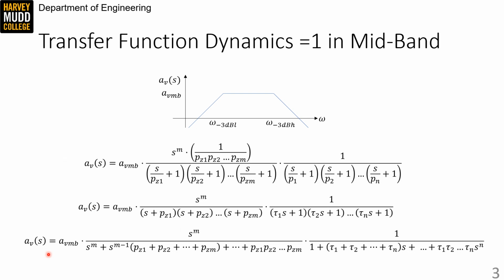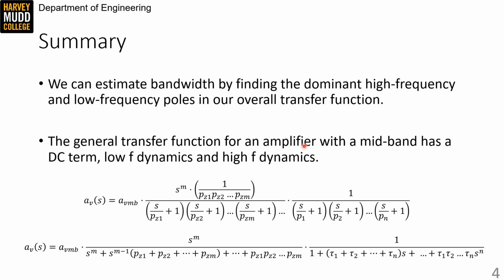But big picture, there's a midband or DC gain, a coupling term that represents our low frequency pole zero pairs, this rising edge that eventually flattens out, and a roll-off term that represents all of our high frequency poles. So in summary, we can estimate bandwidth by finding the dominant high frequency and low frequency poles in our overall transfer function, which is why we get this midband shape. The general transfer function for an amplifier with a midband has a DC term, low frequency dynamics, and high frequency dynamics, and those are represented here in these two representations that we're going to use.